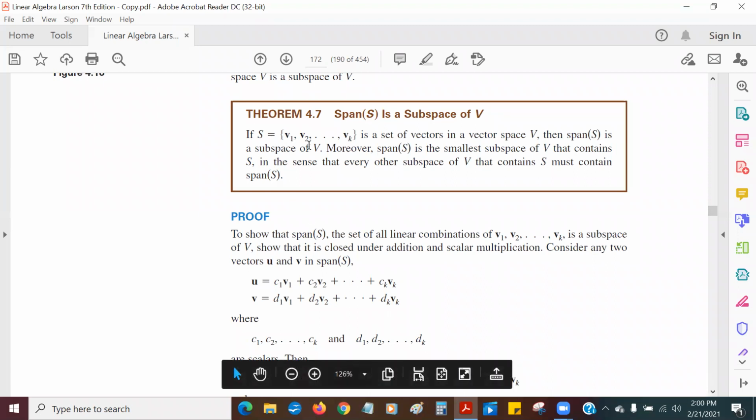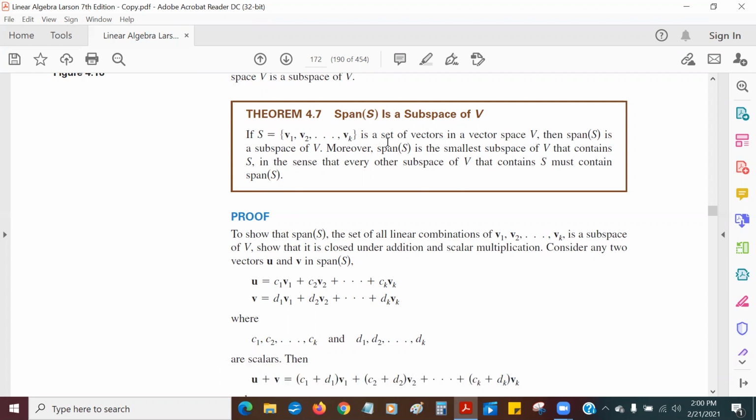If S is equal to {v1, v2, ..., vk}, a finite set of vectors in a vector space V, then the span of S, which is all the linear combinations of these original vectors, is a subspace of V. And in fact, the span of S is the smallest subspace of V that contains S, which kind of makes sense, in the sense that every other subspace of V that contains S must contain span S.